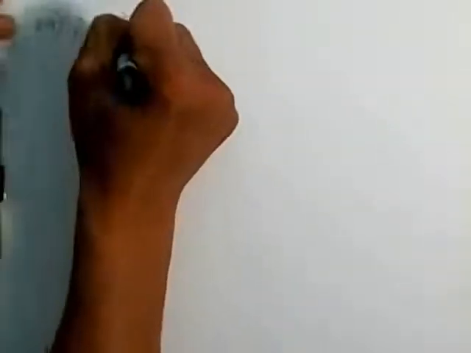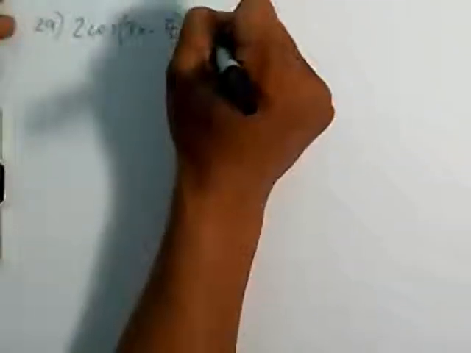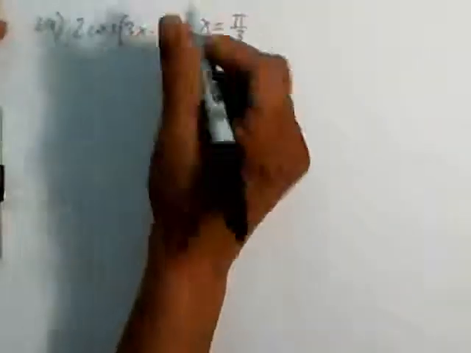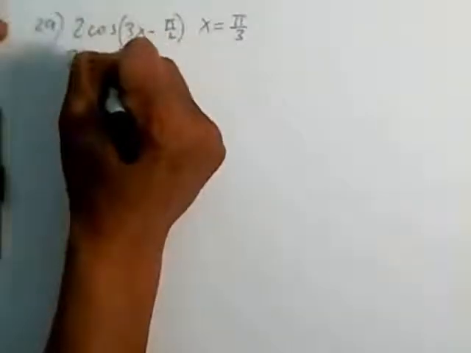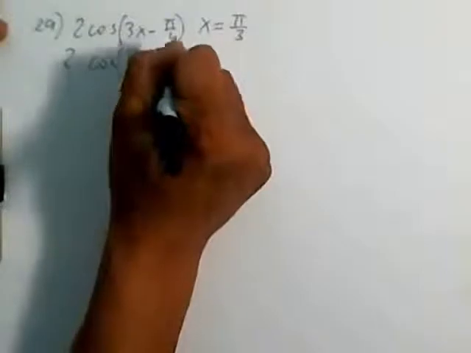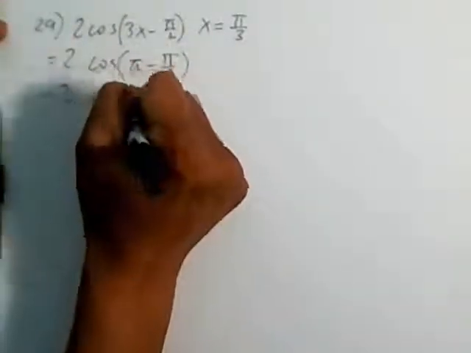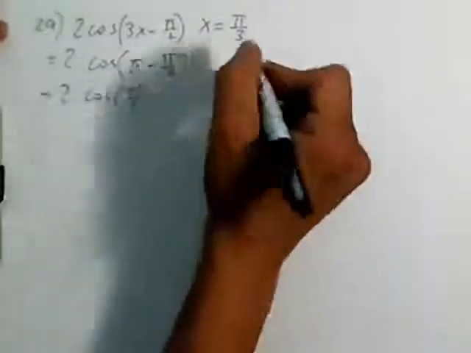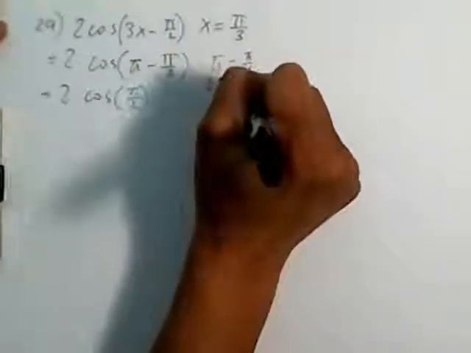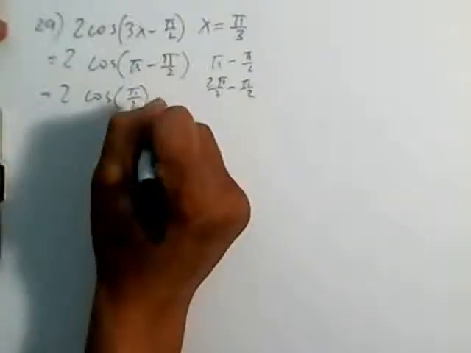Evaluate 2 cosine of 3x minus pi over 2 when x equals pi over 3. So we're going to substitute pi over 3 in here. That means 2 times cosine of 3 times pi over 3, which is pi, minus pi over 2. What's pi minus pi over 2? Pi is the same thing as 2 pi over 2, minus pi over 2. You end up with one single pi over 2. Cosine of pi over 2, that's going to be 90 degrees.